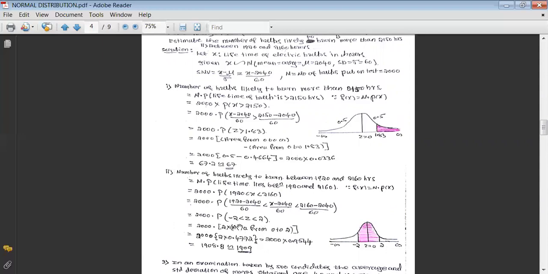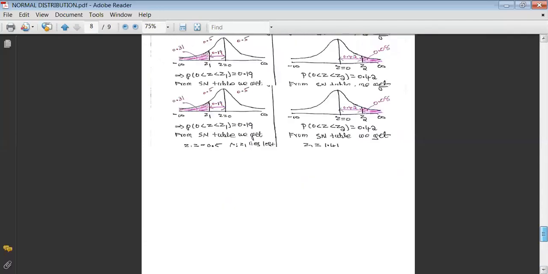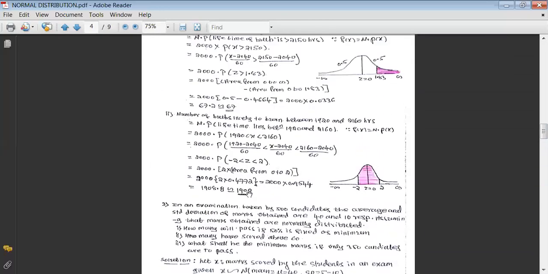And this 2000 as it is. As we know, once you plot this, -2 is on the left side and +2 is on the right side. I want the area between these two, and we know that the area from 0 to -2 is as good as the area from 0 to 2. That's why this total area can be written as 2 times the area from 0 to 2. Now what is the area from 0 to 2? From the standard normal table, once you come for 2, its value is 0.4772. Let us use that value: 0.4772 into 2, and we multiply that by 2000.